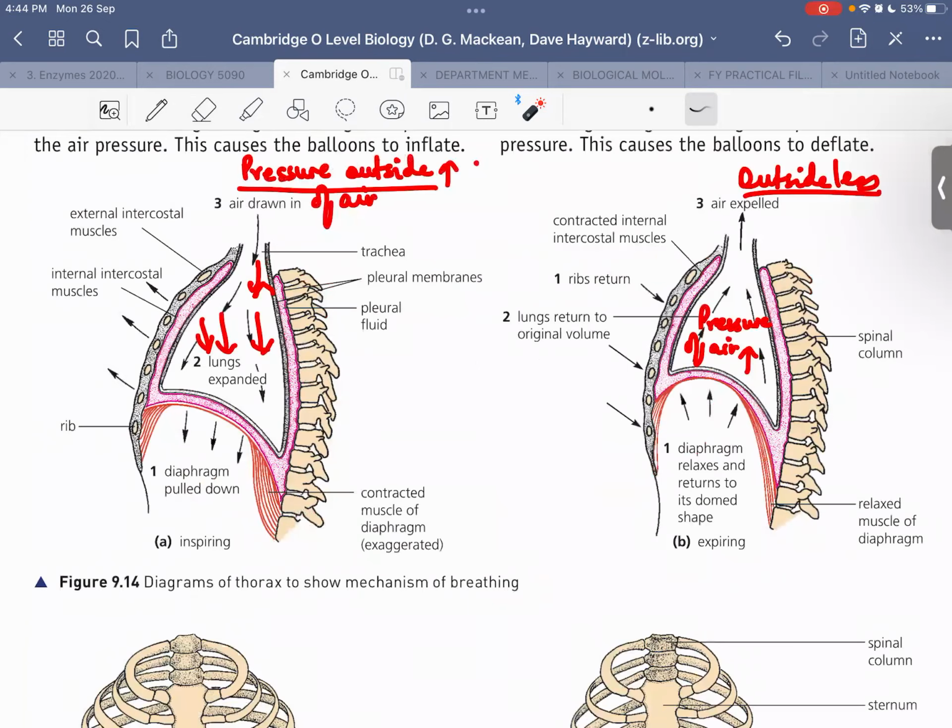And in expiration, the diaphragm muscles relax, and the diaphragm turns back to its normal dome shape as it was. And the external intercostal muscles relax while the internal intercostal muscles contract, pulling the ribs downwards and inwards to cause a forced expiration. Correct. Very good.